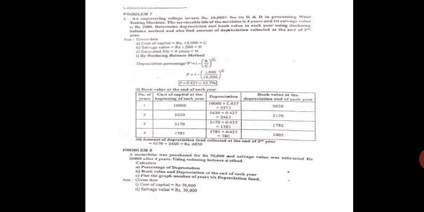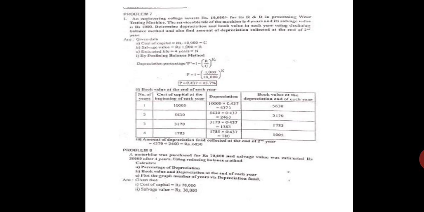Now you see how the value changes, it is very clearly given. In the table, book value at the end of each year: first year the cost of the capital was 10,000 rupees. So the depreciation is 10,000 rupees into 0.437, that is 4,370 rupees. That is the first year depreciation. So the book value after first year becomes only 5,630 rupees. From 10,000 rupees I subtract 4,370. The balance, 5,630, is the book value of the machine after 1 year.